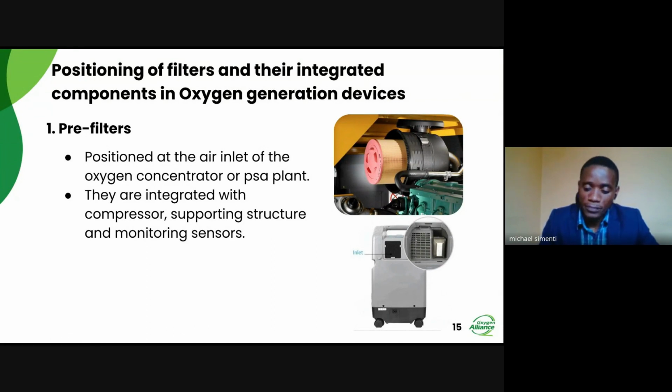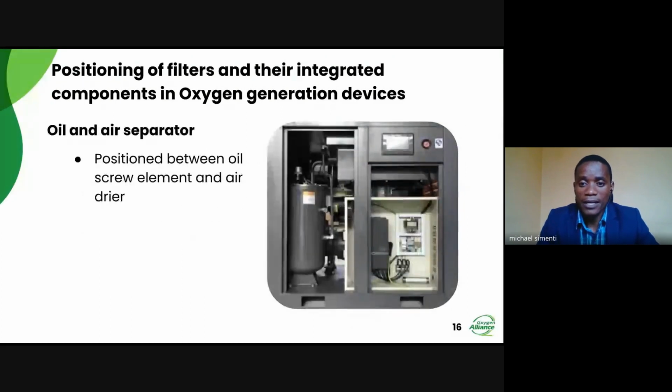So apart from looking at these gross particle filters and HEPA filters, there is also the oil and air separator, and it is worth mentioning that the oil separator is only found in PSA oxygen plants. The reason is that oxygen concentrators use oil-free compressors. So what this one does is separate oil from the air, which was mixed in the screw element, and that takes us to see its configuration and position.